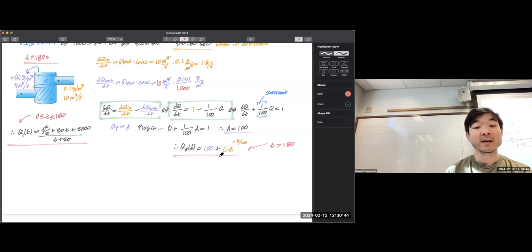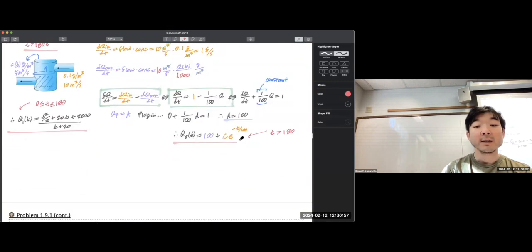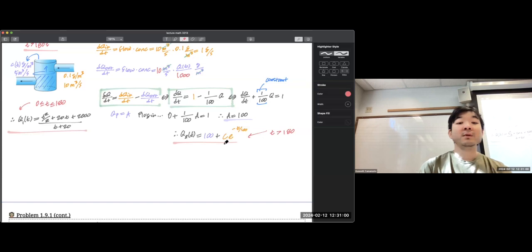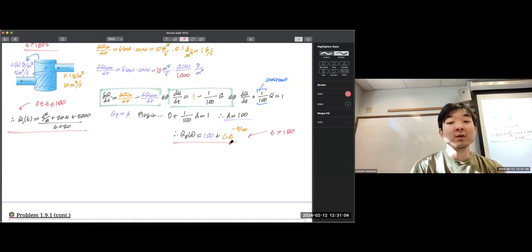The question is, how do I find this C? There was also a C in the previous one, which was this C right here, and I said that it was 2000 after you plug in this initial condition, which is saying how much salt there was at initial time. For this C, you don't want to plug in that same initial condition because this solution is not relevant for t equals 0. This solution is only for t greater than 180 seconds. Does anybody have an idea how you might find the C for this one?